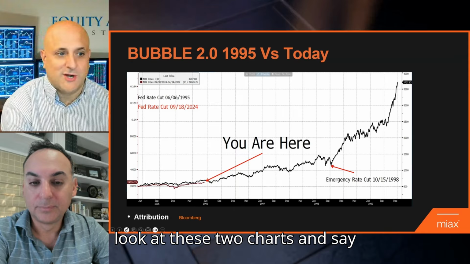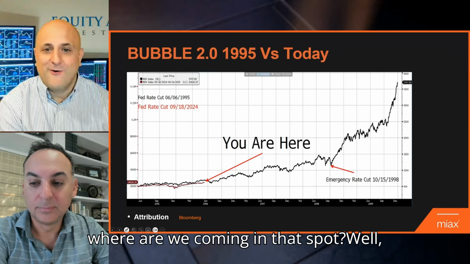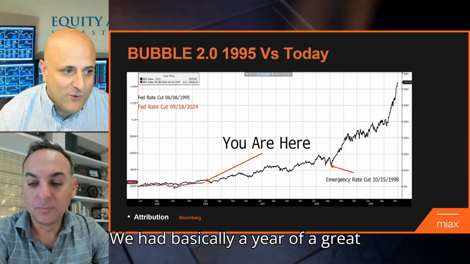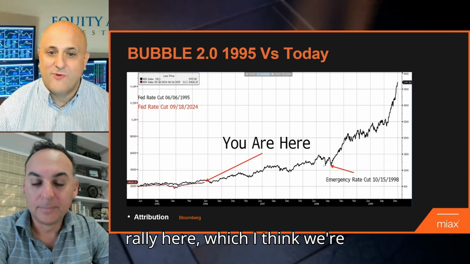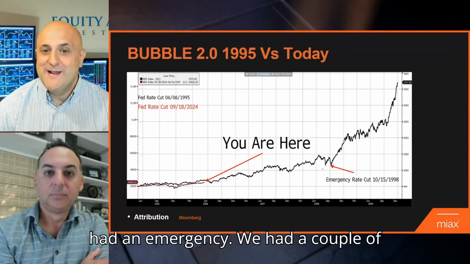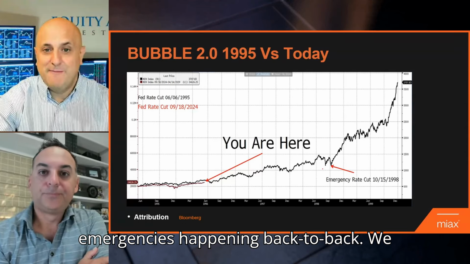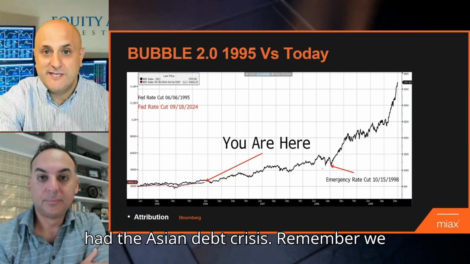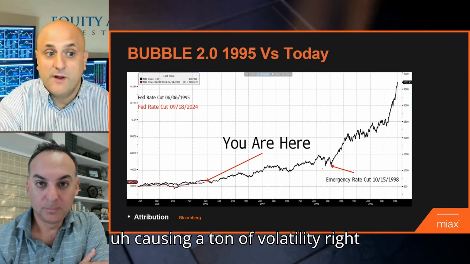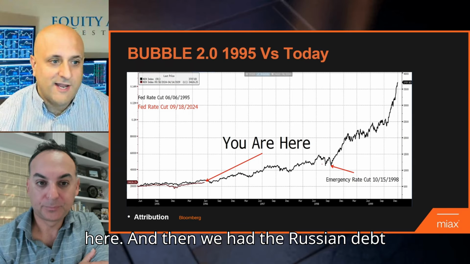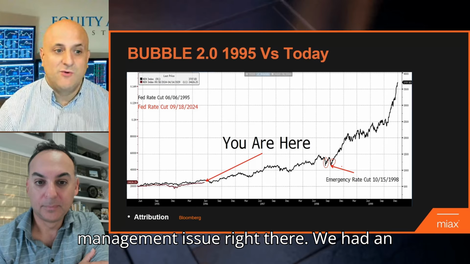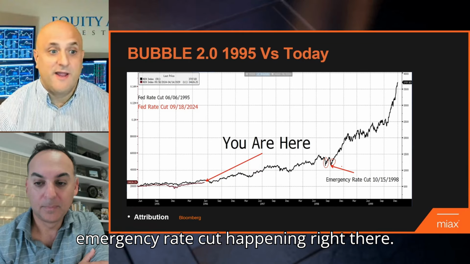So you look at these two charts and say, where are we in that spot? Well, this is exactly where we are. And we had basically a year of a great rally here, which I think we're potentially setting up for. And then we had a couple of emergencies happening back to back. We had the Asian debt crisis, remember, we were talking about Argentina at the top of the show, causing a ton of volatility right here. And then we had the Russian debt crisis with the Long-Term Capital Management issue right there. We had an emergency rate cut happening right there.